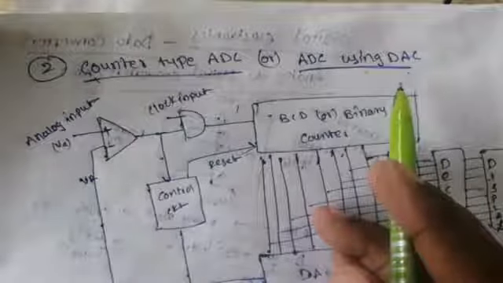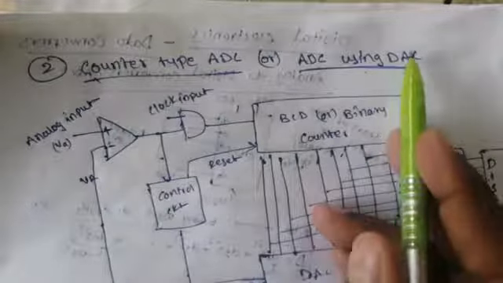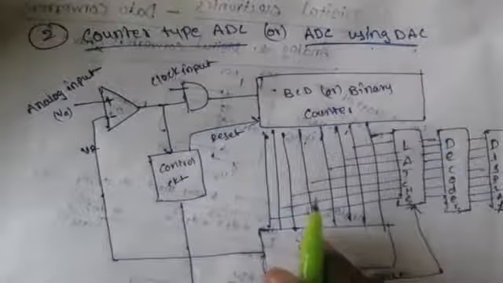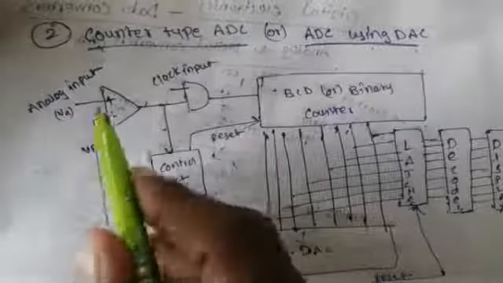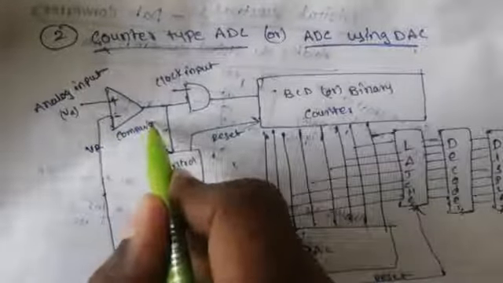In the previous ramp type A to D converter, we will just modify it by placing a DAC in place of the ramp generator, and we will get this circuit. So I will explain this one. See here, this is the comparator circuit.